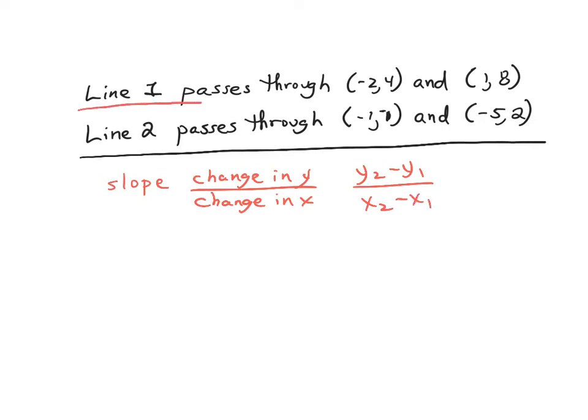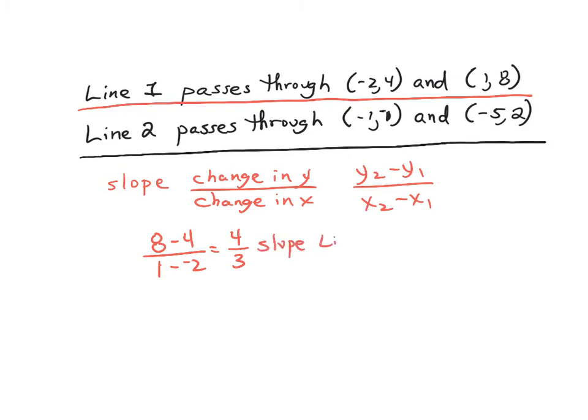So I could deal with the first line here, and I could figure out the slope of that first line. So that slope of the first line, I would have y of 2 minus y of 1 over x of 2 minus x of 1. If I solve that, I am going to get 4 over 3. So the slope of line number 1 is 4/3.